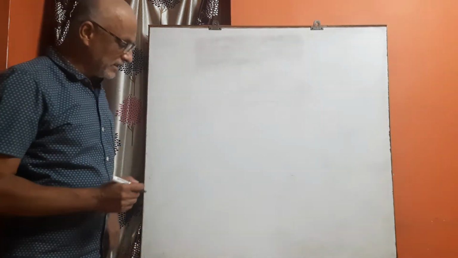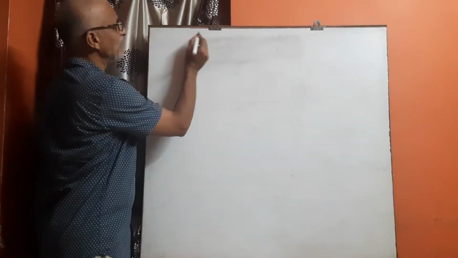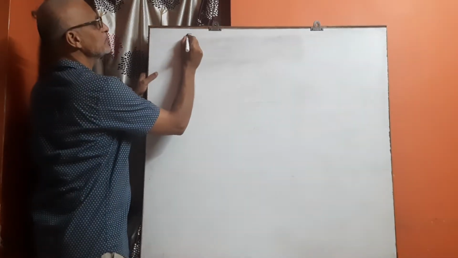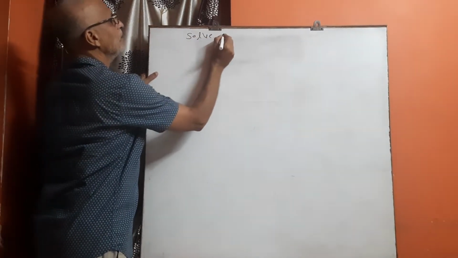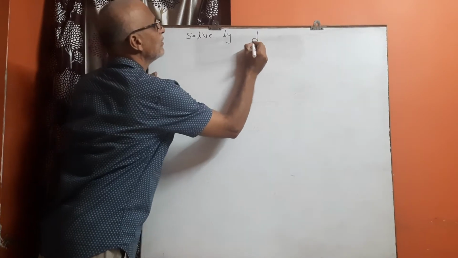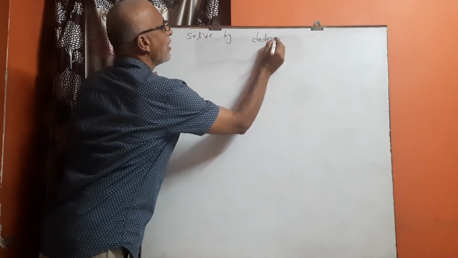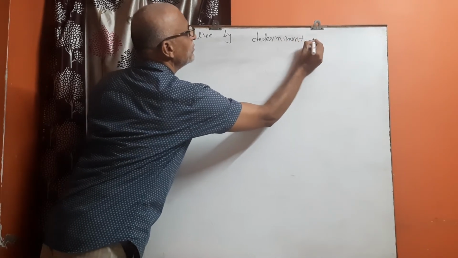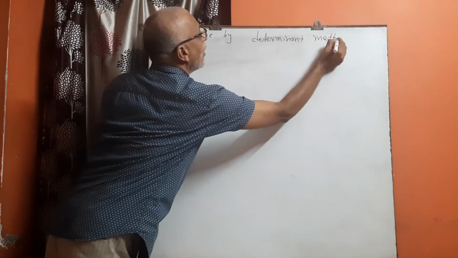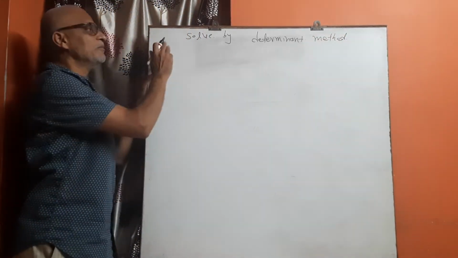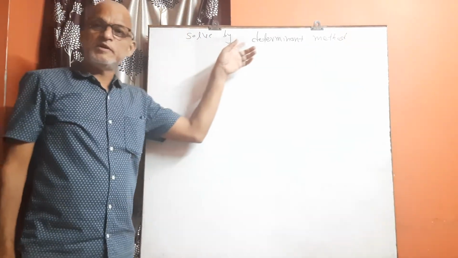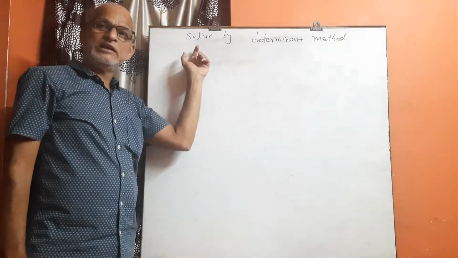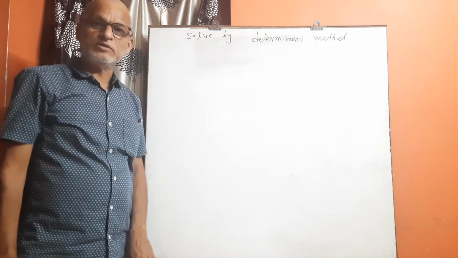Let us say the problem is: find x, y, z, or in the exam they can ask like this one: solve by determinant method. The meaning of solve by determinant method is nothing but we have to find out the value of x, y, z, or we have to solve the equations by using the Cramer's rule.